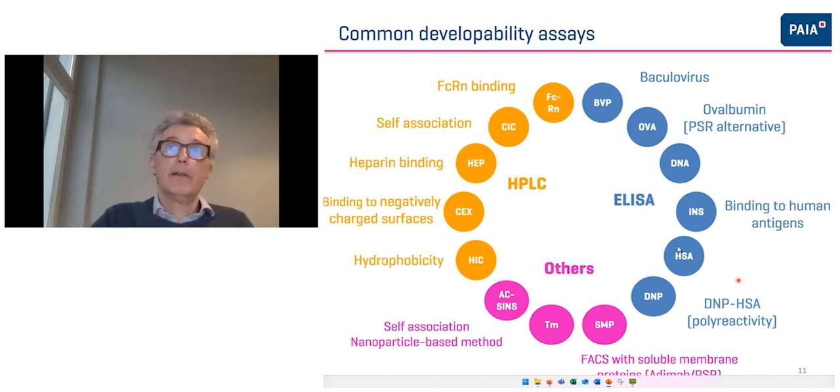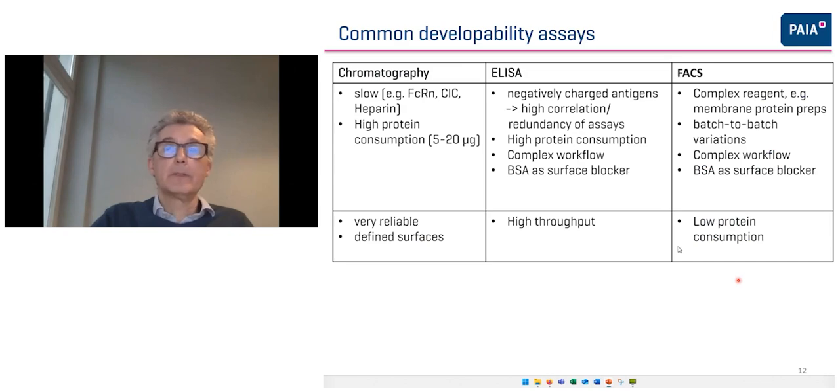So a lot of different assays to consider, and if we want to break down those different technologies and look at the pros and cons that they have, we can summarize chromatography methods as being rather slow, and this is especially true when you look at FcRn, CIC, or heparin chromatography. They need quite a lot of protein, those methods, but on the contrary, they are very reliable. They have defined surfaces on the columns, so it's a pretty robust and good system.